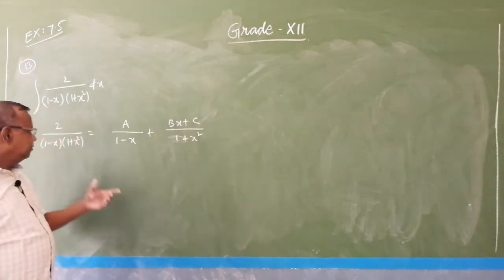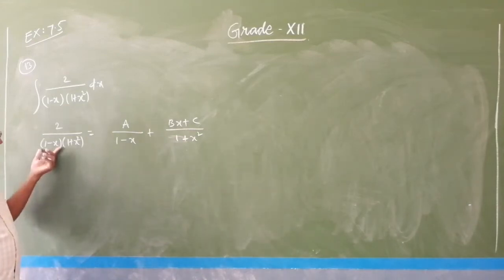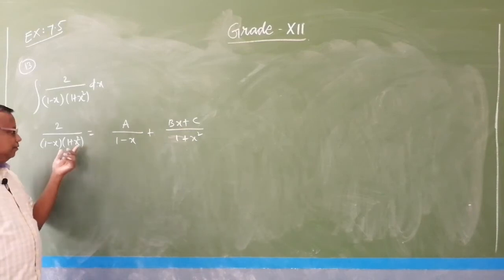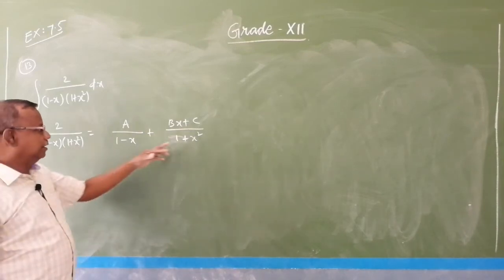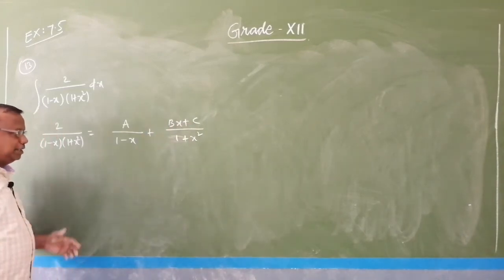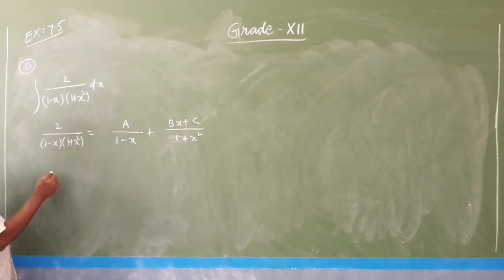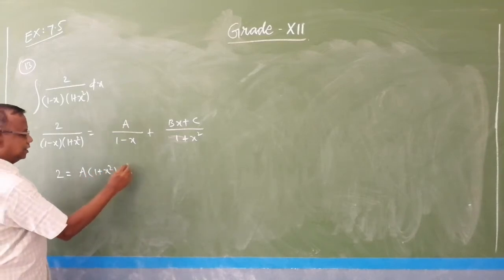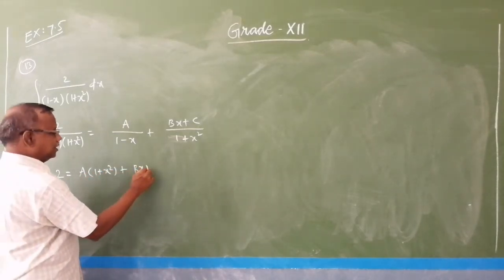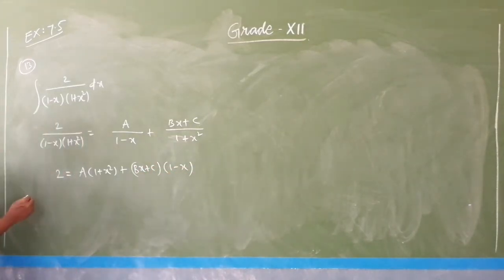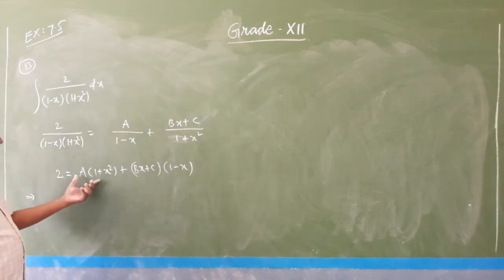If the denominator is linear, we can write it as A. If the denominator is quadratic, which cannot be factorized, we have to write in the numerator Bx plus C. So, this is the method of rules for partial fractions. Equating the numerator on either side, we have 2 equal to A into (1 plus x square) plus (Bx plus C) into (1 minus x). We have to find the values of A, B, C.